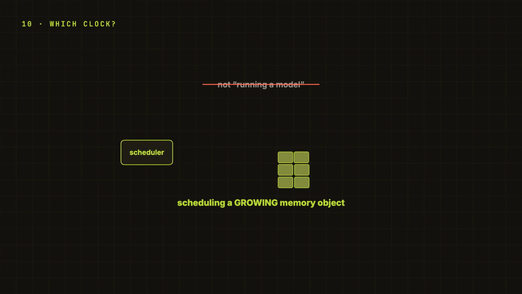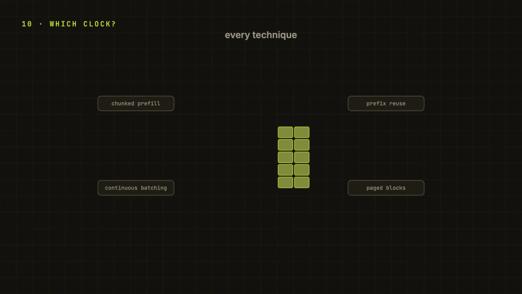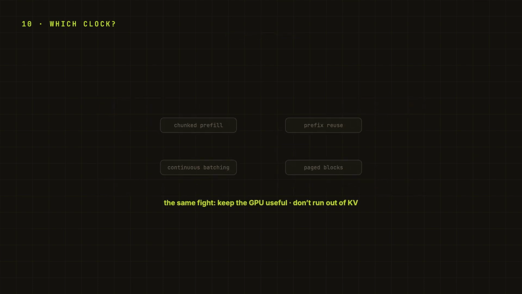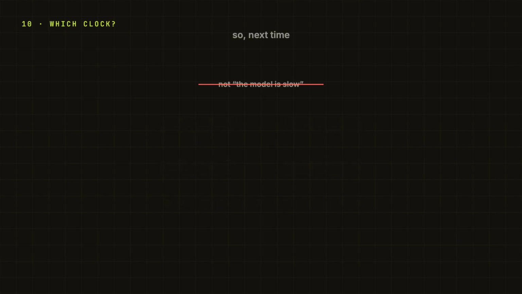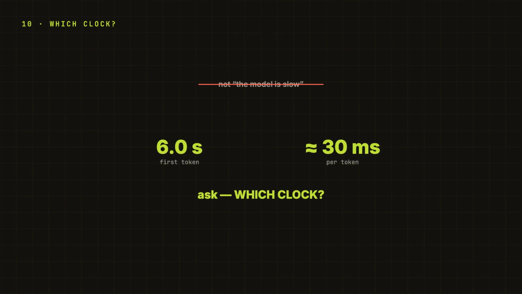So let me tie the whole thing together. When you send a prompt to a model, the server is not really running a model. It is scheduling a growing memory object. Prefill reads your prompt and builds that memory. Decode reads it again and again to write one token at a time. And almost everything else, continuous batching, paged blocks, chunked prefill, prefix reuse, is the same fight over and over. Keep the GPU useful without running out of KV cache. So the next time the first token is slow, you will not just say the model is slow. You will know to ask which clock, and that at a high level is the whole game.